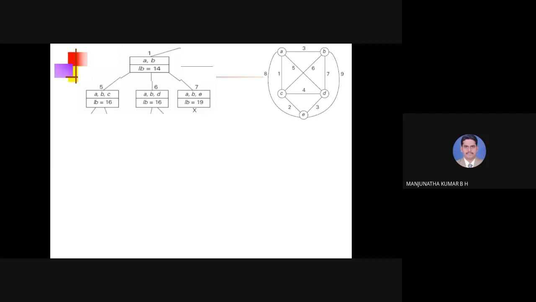Is it clear? Okay. Node 5's label is ABC. Node 6's label is ABD. Node 7's label is ABE. So now let me calculate the lower bound value for nodes 5, 6, 7. See the calculation of node 5, how it is calculated.